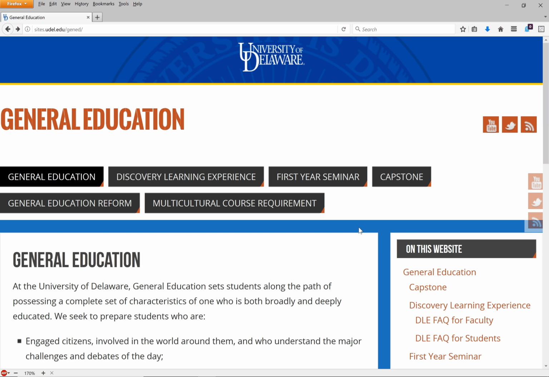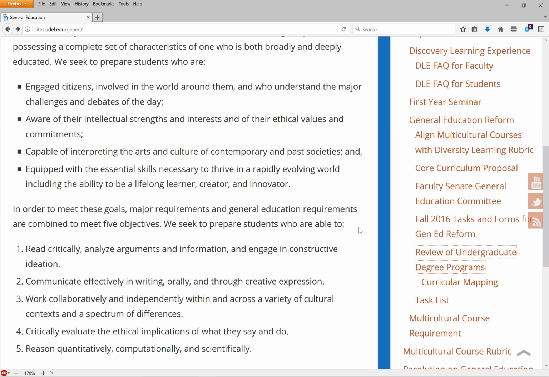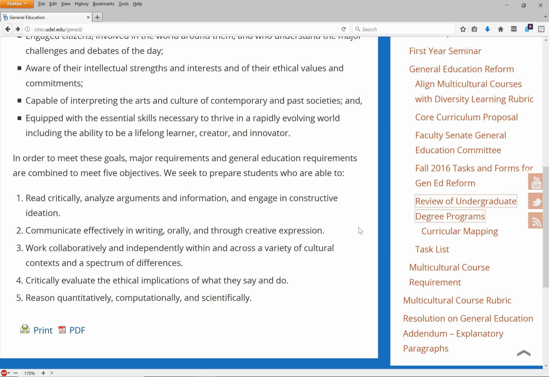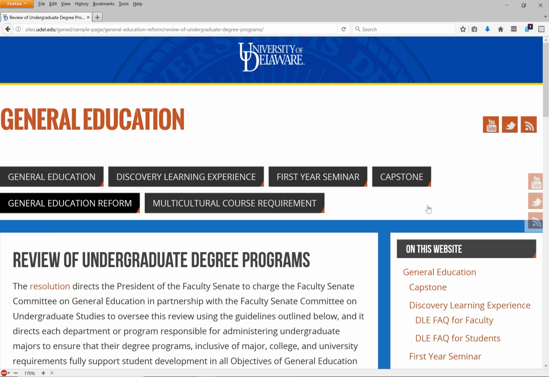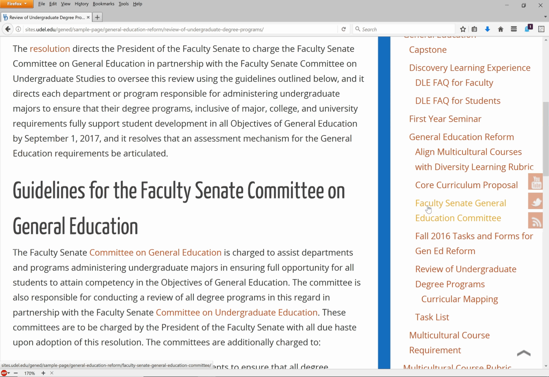This is the UD General Education website, and these are the current Gen Ed objectives. They were passed by the Faculty Senate late in 2014. A few months later, the Senate passed another series of resolutions that focus on specific parts of Gen Ed. One resolution charged the Gen Ed Committee to assist departments and programs to ensure that all degree programs support the Gen Ed objectives. In large part, this was done using a curricular mapping process.